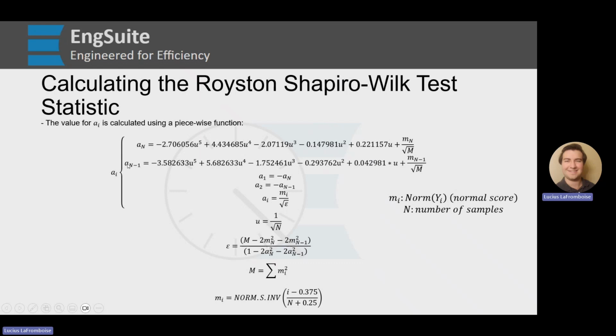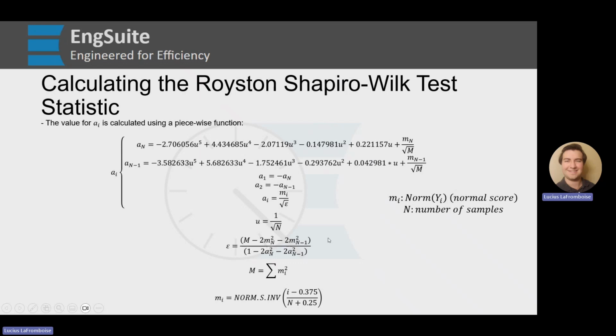Once we have those, we can also do a of n minus 1, which is a very similar equation, just some different coefficients, and we, at the end, take mn minus 1 instead of mn. Then we can jump back to the beginning, because a1 equals negative an, and a2 equals negative an minus 1. Then, for everything in between, we can use ai, where ai equals mi over the square root of epsilon. So mi, again, the normal score for that value.